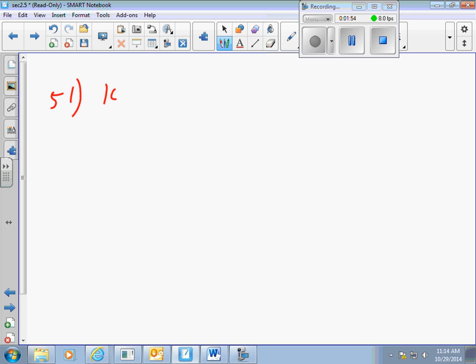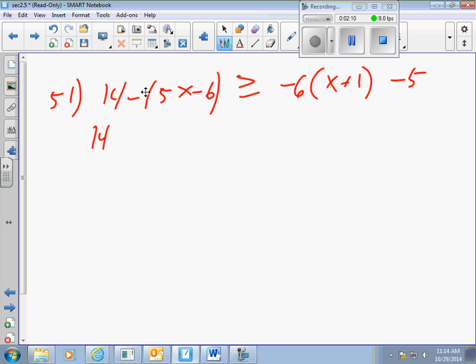In that one we have 14 minus 5x minus 6 is greater than or equal to negative 6 times the quantity of x plus 1 minus 5. First thing I have to remember, since there's a minus sign in front of the parentheses, I have to distribute that to both of them, giving me negative 5x and a plus 6. Distributing my negative 6, I get negative 6x minus 6 minus 5.